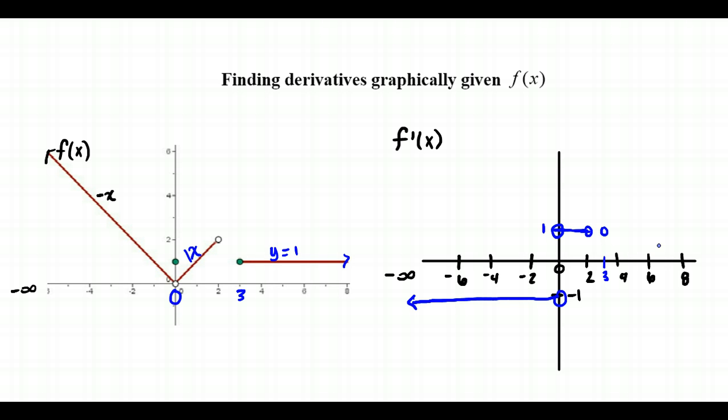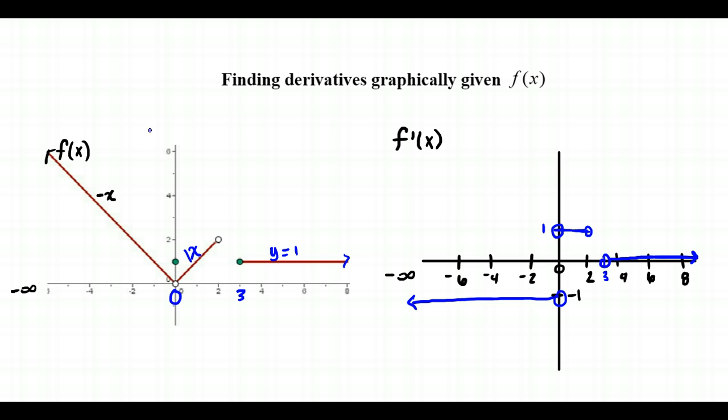So from 3 onward, right, I should have been careful, I shouldn't put the circle up here, the circle should actually be down here, because from 3 onward, I have a derivative that is going to be 0. It's going to be on the x-axis. So this graph here represents my derivative at any point.